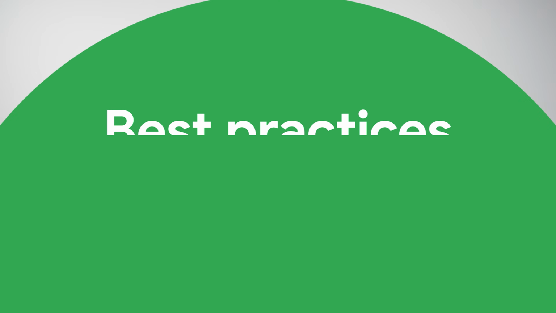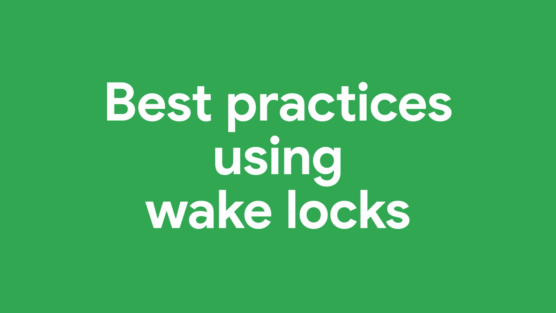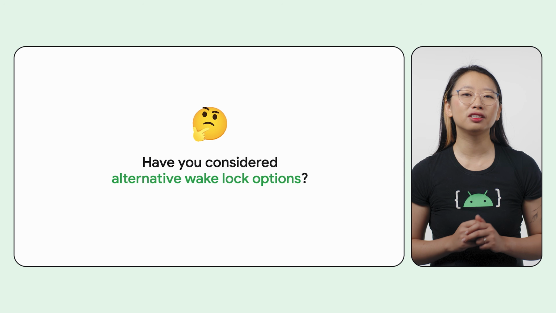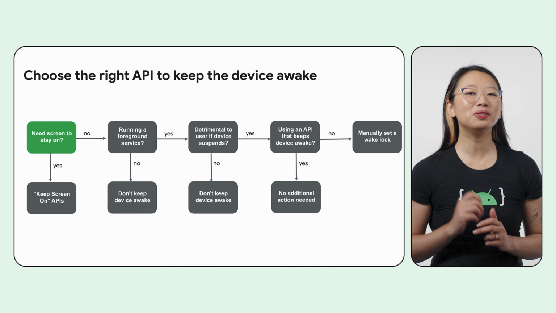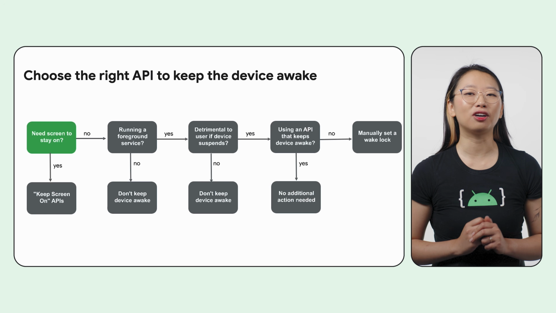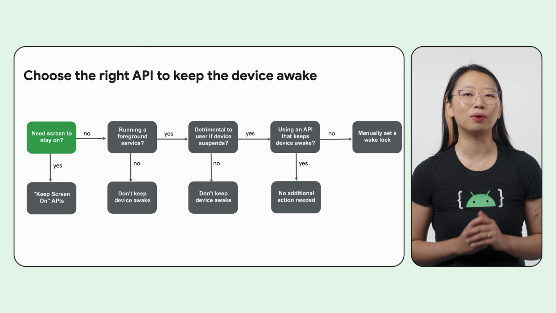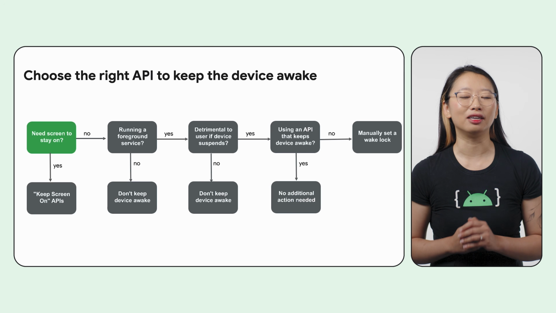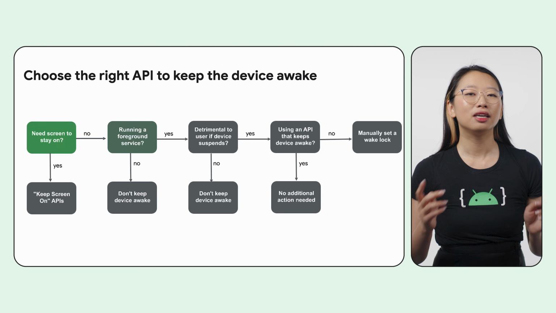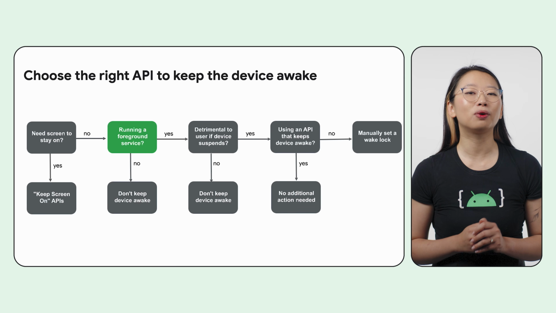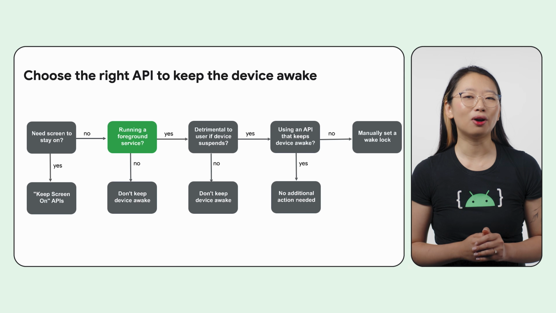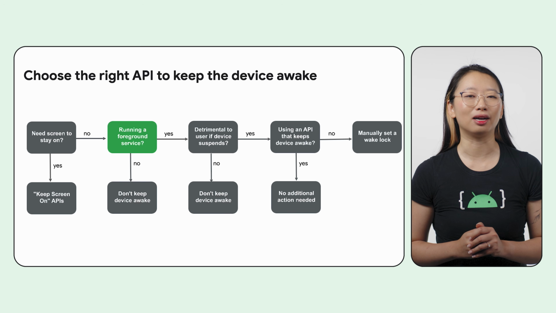Before we move on to debugging wake lock usage, let's go over 4 best practices you should consider. Have you considered alternative wake lock options? We can use this handy flowchart from the wake lock documentation to help us decide whether or not to use a partial wake lock. Does the screen need to stay on? If so, what you're looking for are APIs to keep the screen on, not a partial wake lock. Is the application executing a foreground service? If not, you do not need to manually acquire a wake lock.